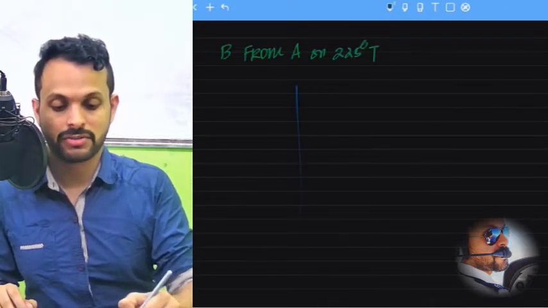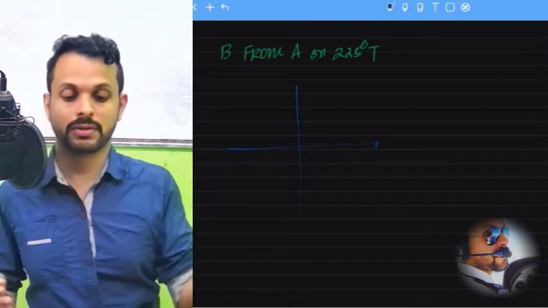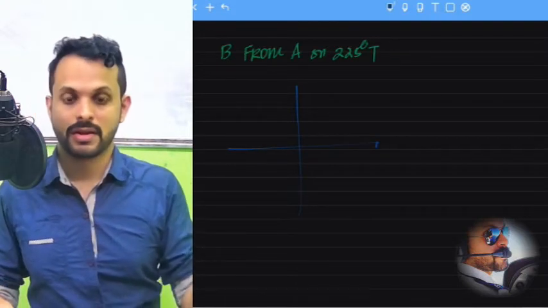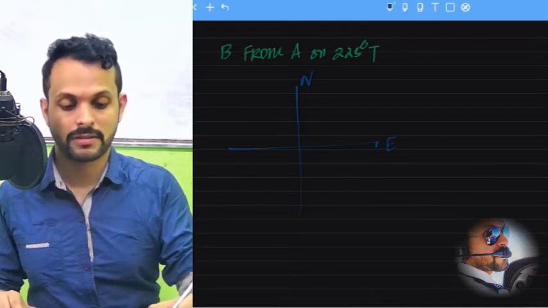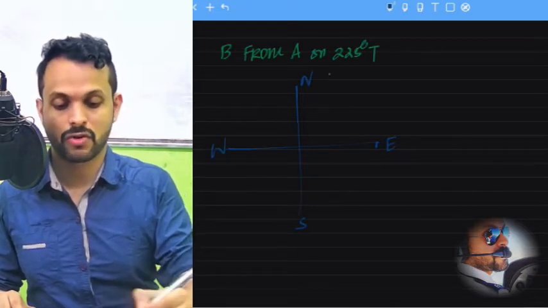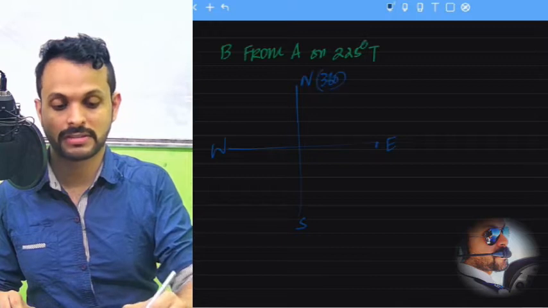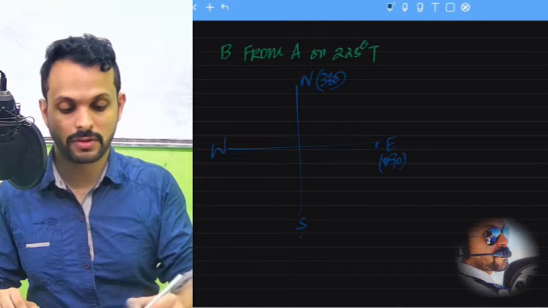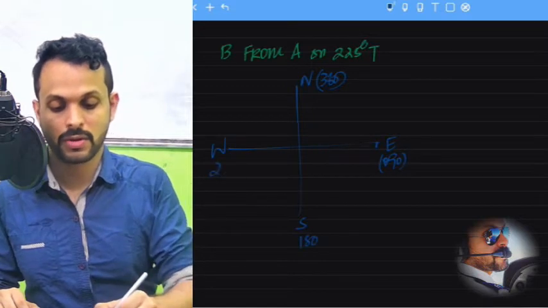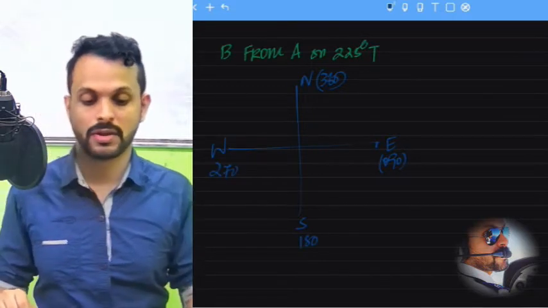All right, so what I generally do to make them understand is the basic true direction system, which talks about north being the reference and then east, south, and west in the clockwise direction. So if I take north as 360 or 000, east is going to be 090, south is 180, and then you have west as 270.